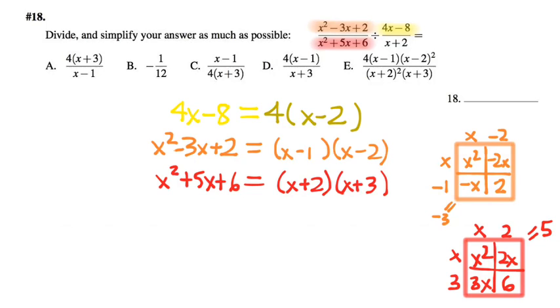And since that's the case, now I can go up and replace all of my numerators and denominators with their factorizations. So x minus 1, x minus 2, and then in the red, we're going to have x plus 2, x plus 3. And then on the right-hand side, we're going to have 4 times the quantity x minus 2. And then downstairs there, we have an x plus 2 that we couldn't really do anything with.